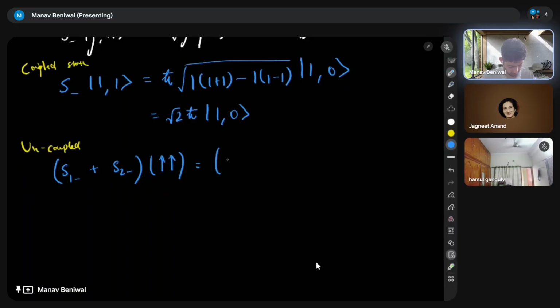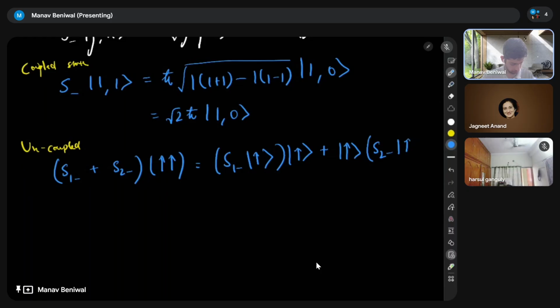Let me first write it like this. S1 minus will operate on the first arrow, and then I'll have the second arrow, which is not bothered by S1. Then I'll have the first arrow, which is not bothered, and then I'll have S2 minus on this, so that it is more clear to us what we are doing. Okay, the order of operations.